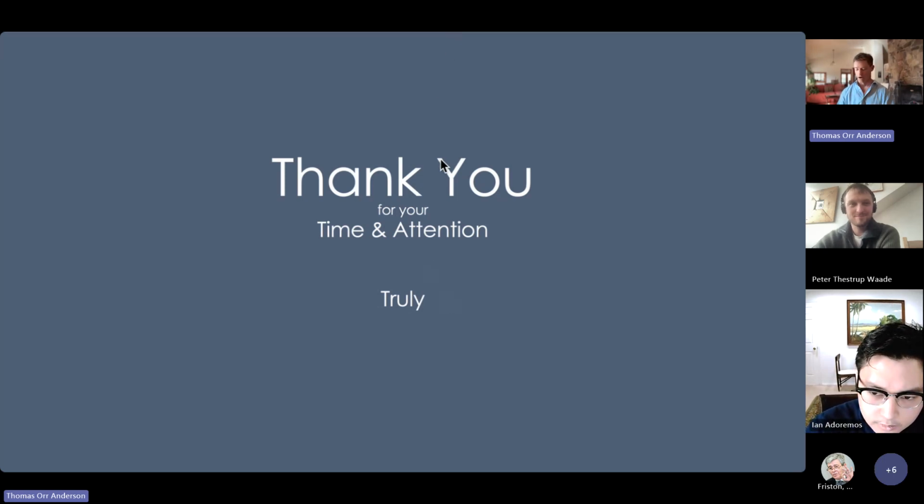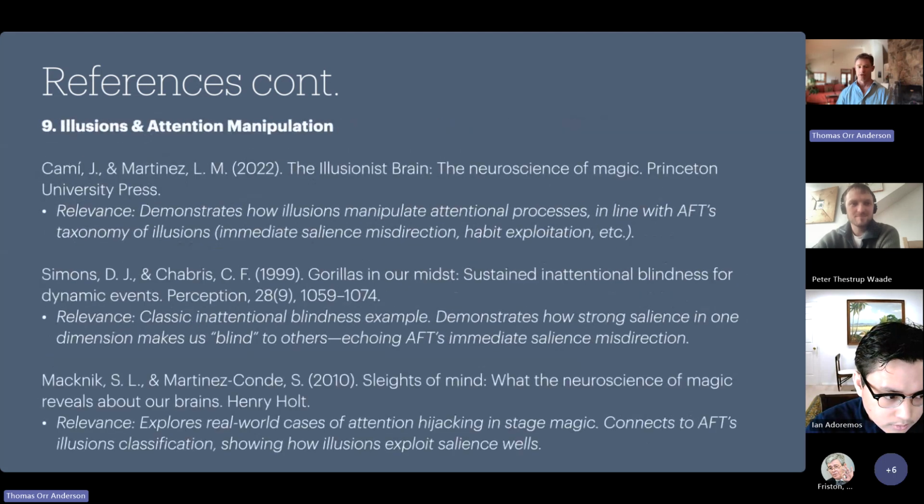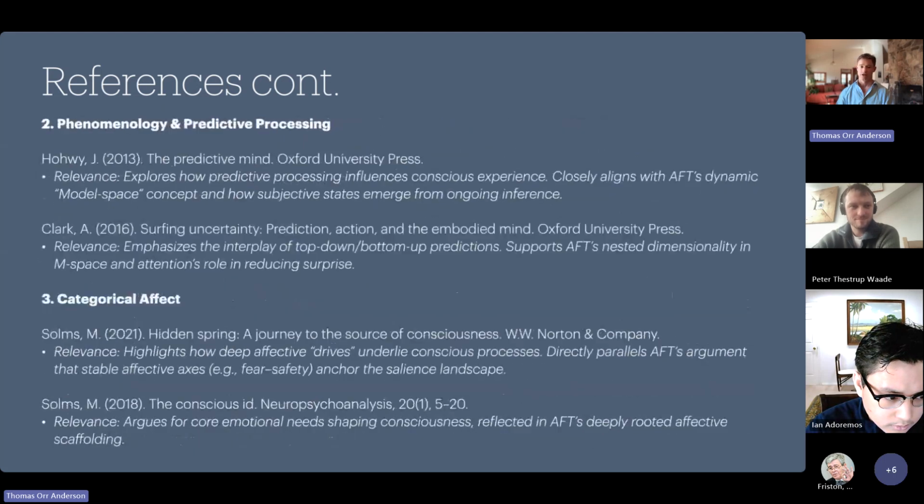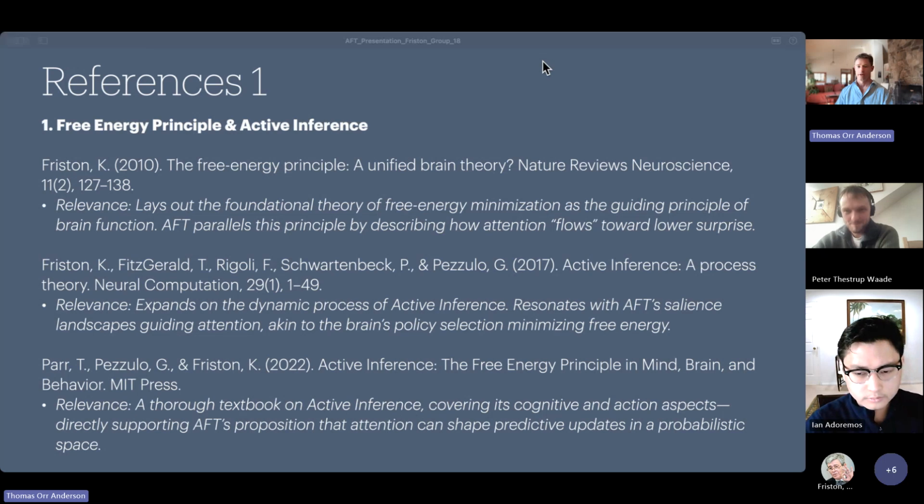Oh, and by the way, in the PDF there are lots of references, and they're divided into categories, and the relevance to the presentation is there too. And the chair will presumably let me know how to best share that PDF with you.